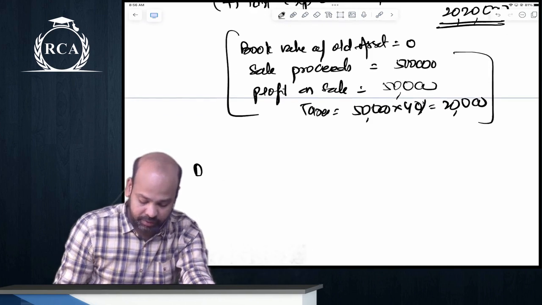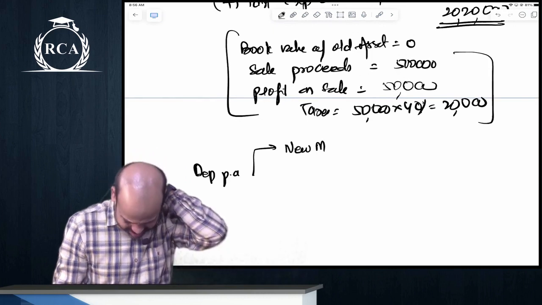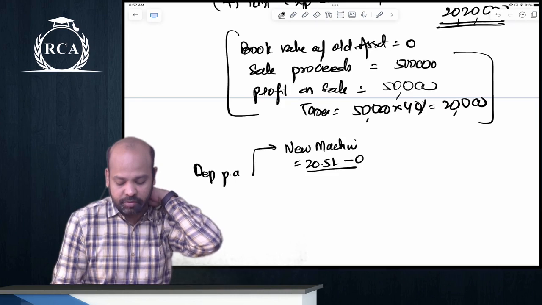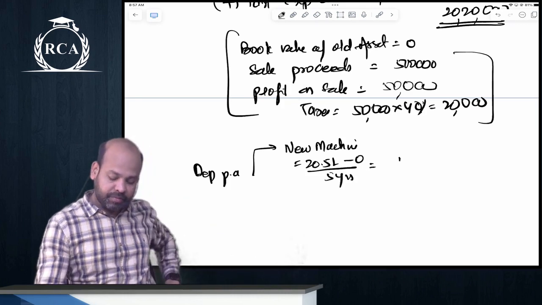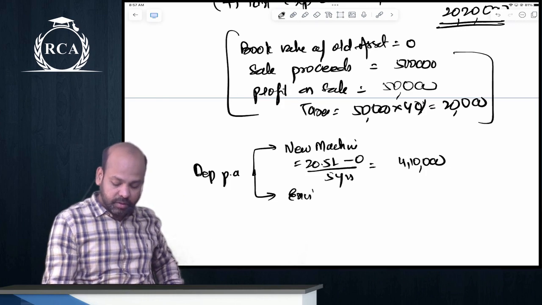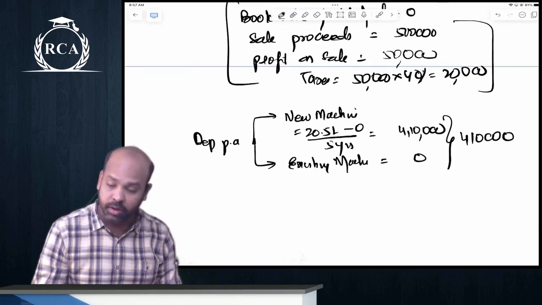Tell me about depreciation per annum, guys. New machine, beta. I'll write 20 lakhs 50,000 minus 0 divided by how many years? 5 years. 4 lakhs 10,000. Existing asset, guys. Existing machine has a 0 depreciation. So your incremental depreciation is 4 lakhs 10,000.